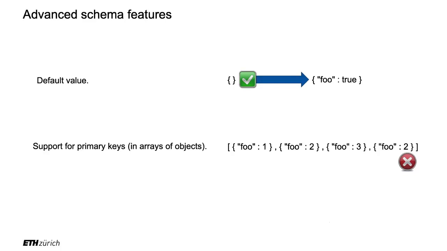Something else that I didn't show you is the concept of primary keys, and this is particularly important when you start having denormalized data with tables in tables in tables in tables.